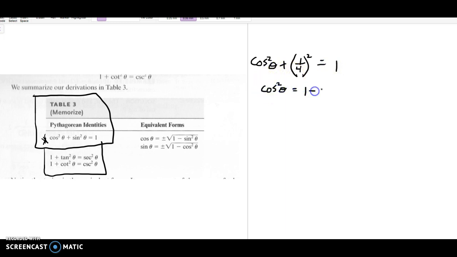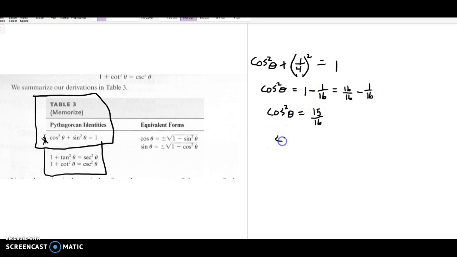What I now have is this as an equation. I subtracted the 1/4 squared from both sides, and now I have cosine squared of theta equals. What I get now is 16 minus 1 is 15. Notice that what I had to do was find a common denominator. So the 1 became 16 over 16, and then I was able to do the subtraction from there. So I have 16 over 16, that's the 1, minus 1/16, and I get 15.